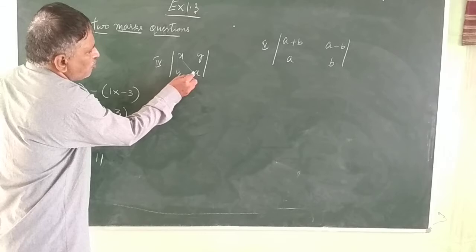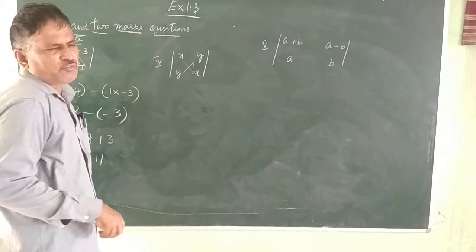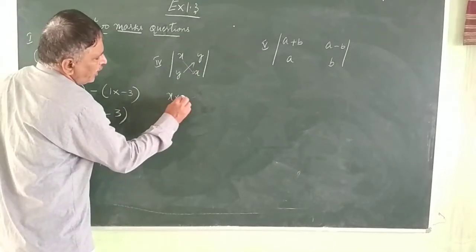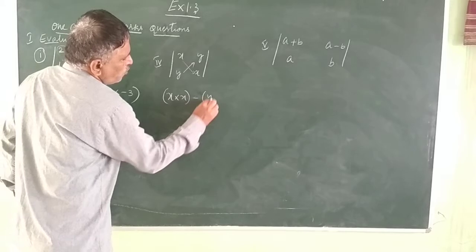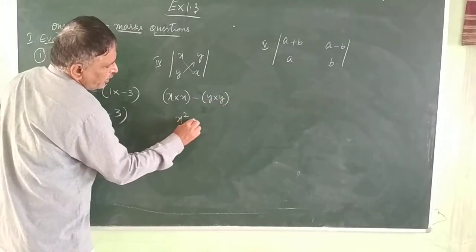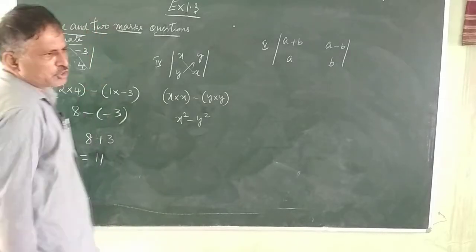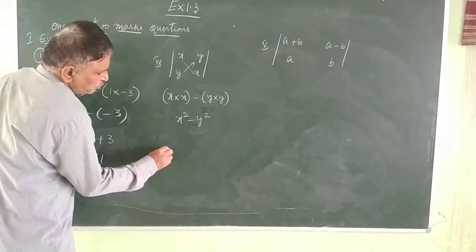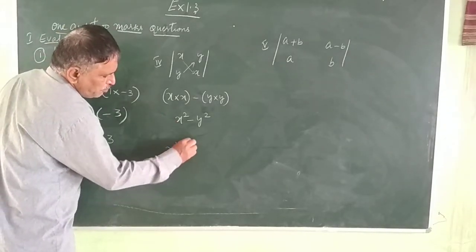Again, the product of principal diagonal minus the product of secondary diagonal. x into x minus y into y. So what can I write? x into x is x square, minus y into y is y square. We know that x into x is what? x to the power of 1 into x to the power of 1.